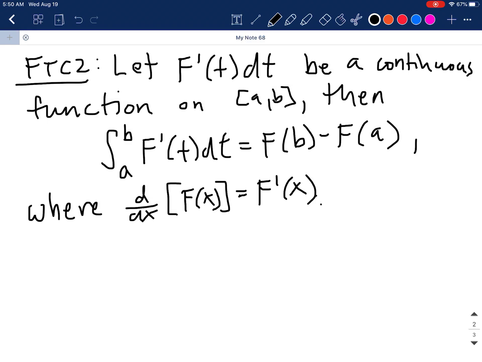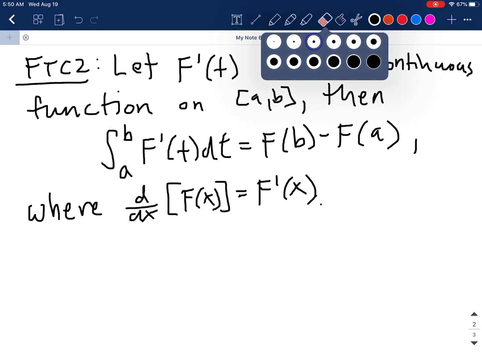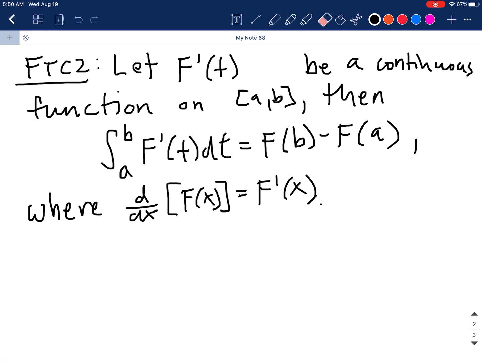So we are going to prove the second fundamental theorem of calculus. So if we let, we're going to define a function F prime of t. So capital F prime, you could do lowercase as well. So capital F prime of t is a continuous function on [a, b]. Then the integral from a to b of F prime of t dt is F of b minus F of a, where F is the antiderivative of F prime.